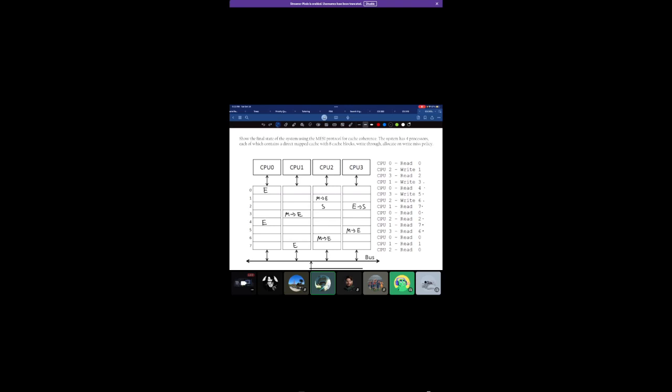7 was never in CPU 0, it was in CPU 1. We got it here, and then we also read it again here. Then CPU 3, we read 6. We don't have it. But CPU 2 has it, so we can just share it.